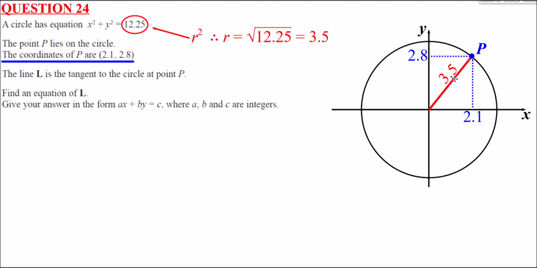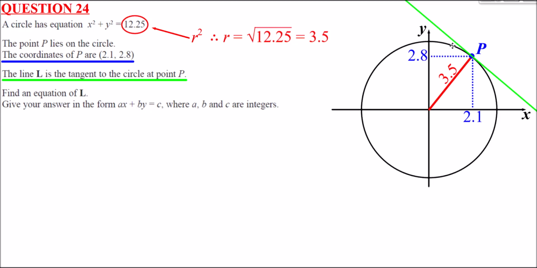Before we do that though, reading on with the question, the line L is a tangent to the circle at point P. So a tangent just sort of scrapes the circle at the point it's a tangent to. So the tangent here is just going to be a straight line down, scraping the circle at P, but never touching or going inside the circle. So line L is going to be something looking a little bit like that. We need an equation of L in this weird form, which I'll explain later.